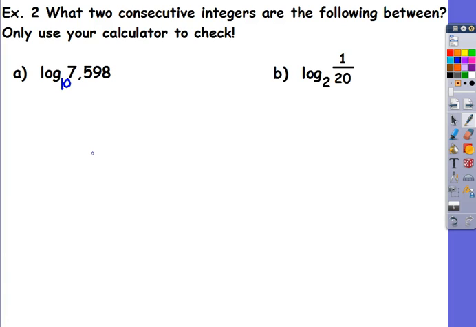Without my calculator, 10 to what power is going to give me 7,598? That's not going to be a whole number. But I need to figure out some logs that I could actually evaluate without my calculator. This problem's kind of similar to when we did this. Well, the square root of 9 is 3, the square root of 16 is 4. So if I asked you for the square root of 11, you would know that it's somewhere between 3 and 4 without using your calculator, because the square root of 11 is greater than the square root of 9, less than the square root of 16.